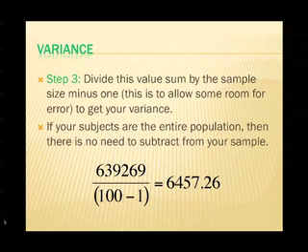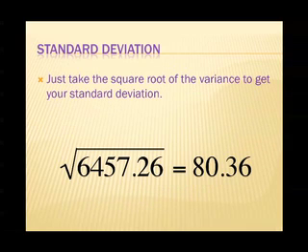So for our variance, we got 6,457.26. From the variance, we can find the standard deviation. Since we squared all of our values to find the variance, the standard deviation is simply the square root of the variance. So for our data, we got a standard deviation of 80.36.